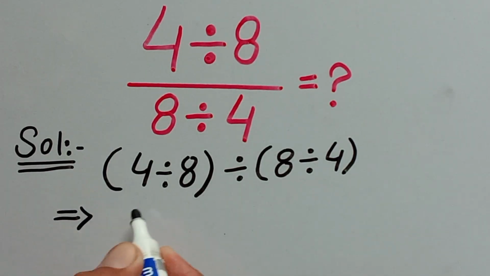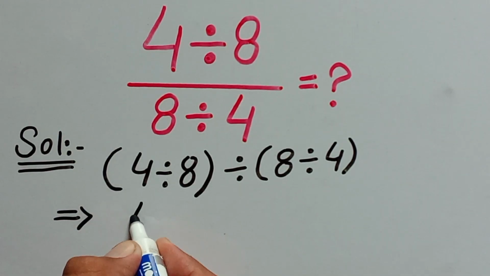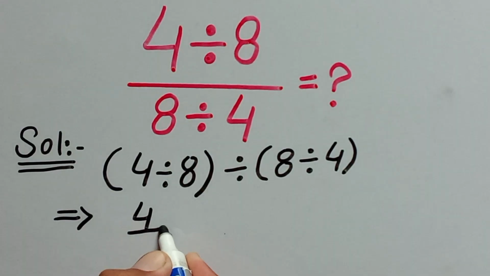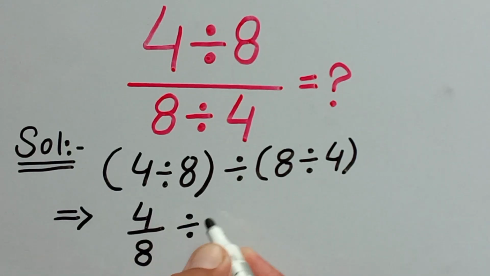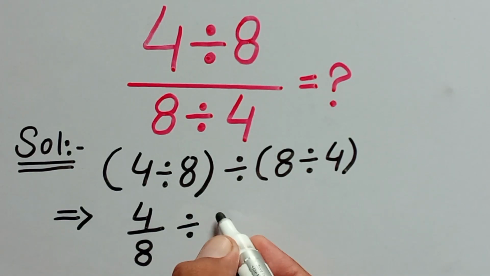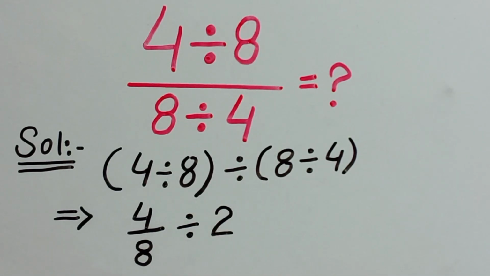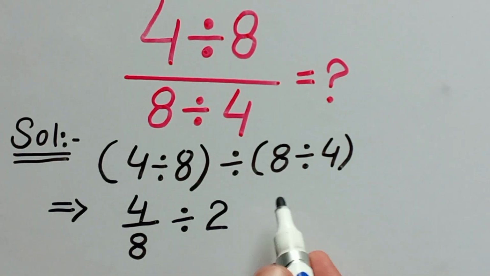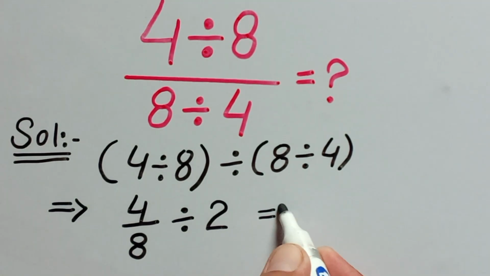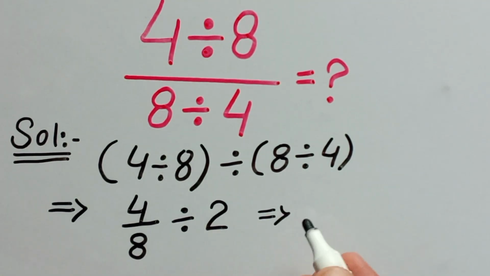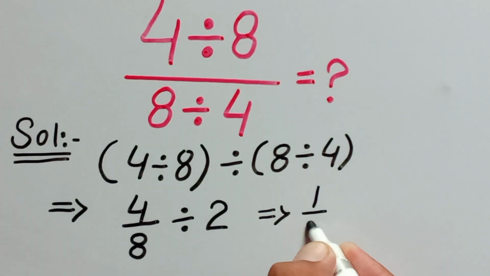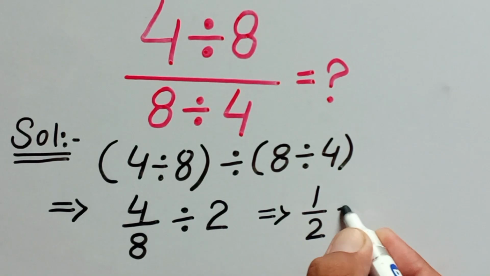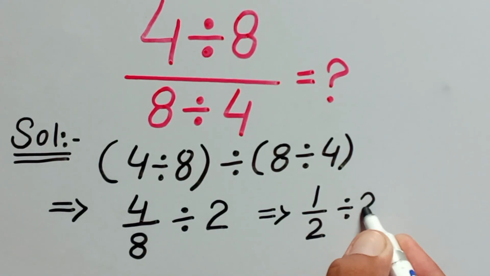So 4 divided by 8 is written as it is, and 8 divided by 4 is 2. Now guys, in the next step 4 divided by 8 cancel with each other and the answer is 1 divided by 2 divided by 2.